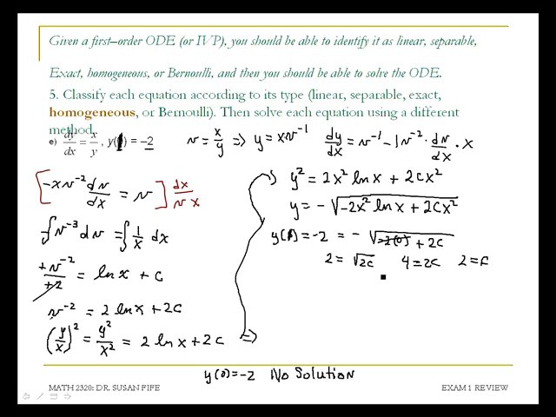So c is 2. And your particular solution is going to be y equals negative square root of 2x squared natural log x plus 2 times 2 is 4x squared.